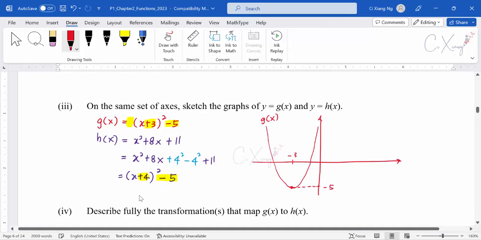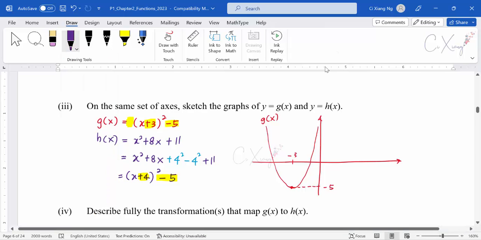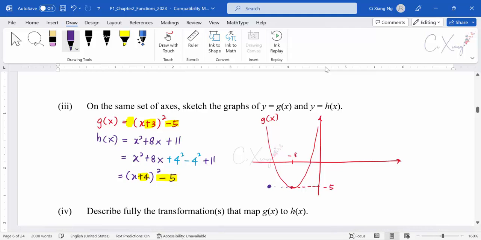And then if I look at h(x), I have (x+4) squared minus 5. So from the original x squared graph, I move it 4 units to the left, 5 units downwards. If you compare it with g(x), their minimum point is the same, which is negative 5. But you need to know that this value is negative 4. They are 1 unit apart from each other to the left or right.